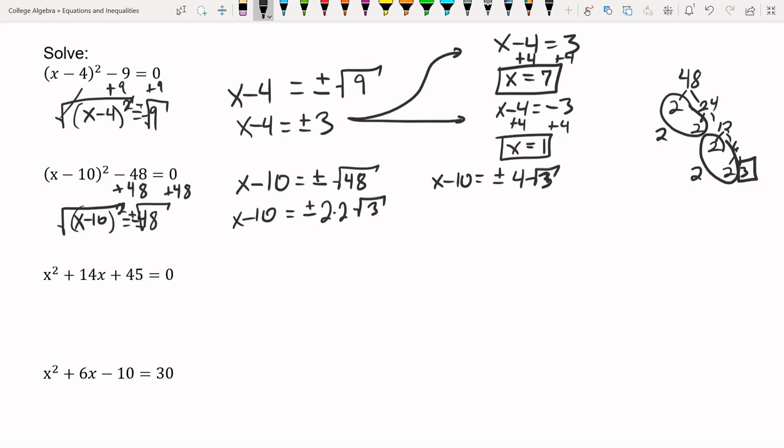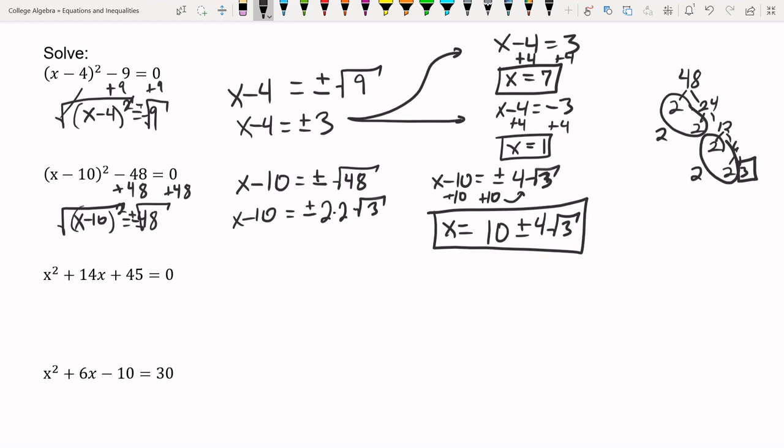And now we technically have two equations here. I'm not going to split it up, and the reason why is because when we add 10 to the other side to get x by itself, 10 is not a like term with 4 root 3, which means we can't simplify that out at all. It has to be separate. And we can write that very conveniently by just saying 10 plus or minus 4 root 3.